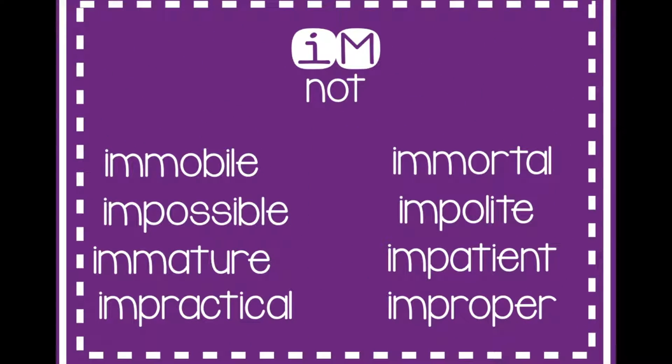Now we have immobile, impossible, immature, impractical, immortal, impolite, impatient, and improper. Im means not. Not mobile is immobile. Impossible is not possible. Immature is not mature. Impractical is not practical.